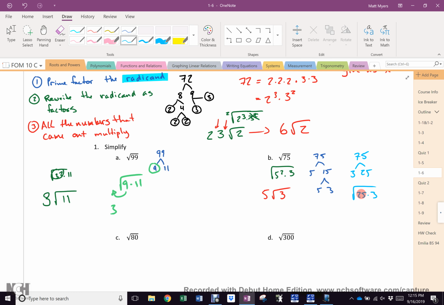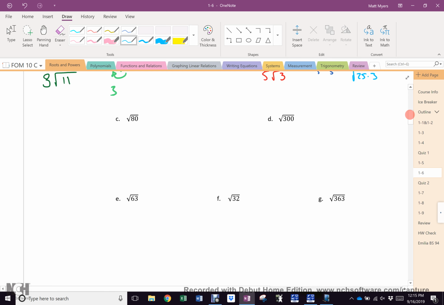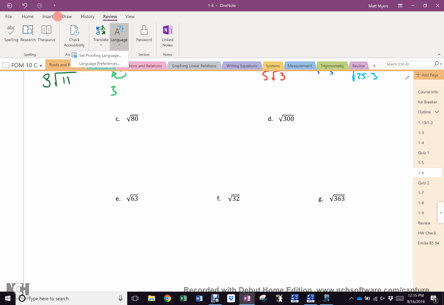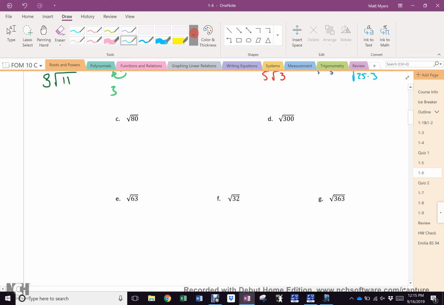So let's have a look at 80. Who wants to break down 80? I will take any volunteers to break down 80. And not even all the way, just their first two branches. Jacqueline. Jacqueline's going 8 and 10. Are either one of them perfect squares? So I got to keep going, don't I? Because they're also not prime.